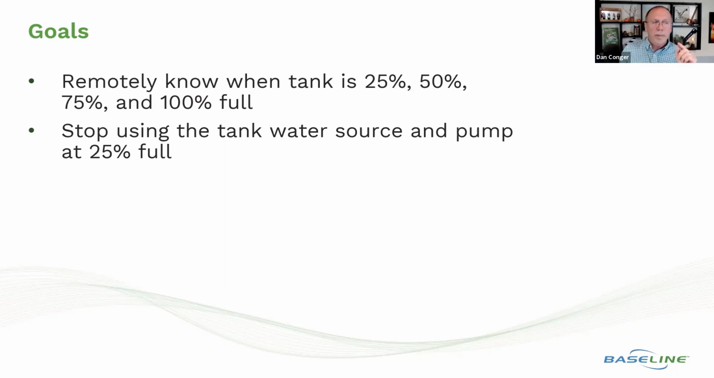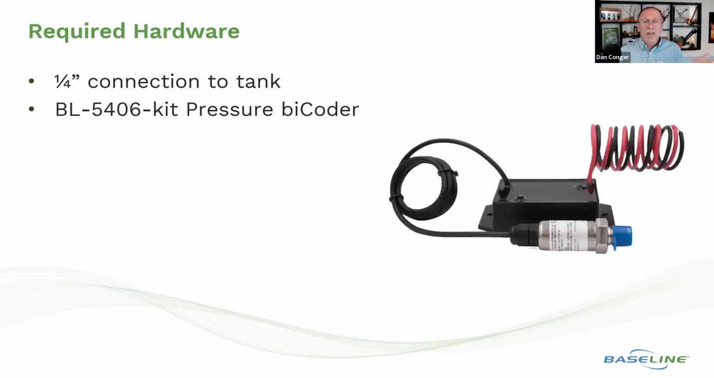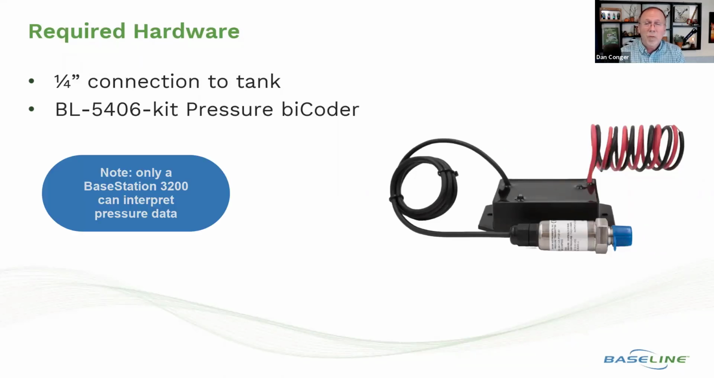And I want to stop using that tank water source and that pump when it gets down to 25% full. When it drops down to a certain level, I want to discontinue this water source. I don't want to burn up the pump, and I don't want to suck up the sludge at the bottom of the tank either. Here's what we're going to do to make this happen. We're going to use a 1/4 inch connection and a pressure biCoder. That's it. That's all we're doing.